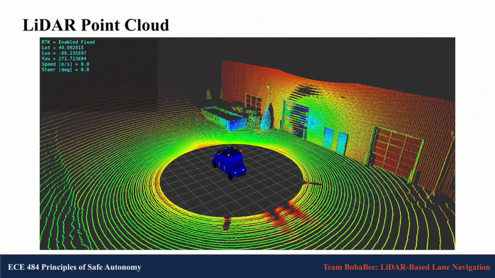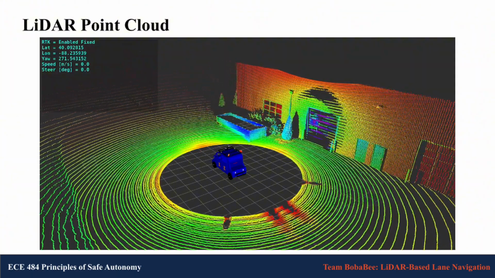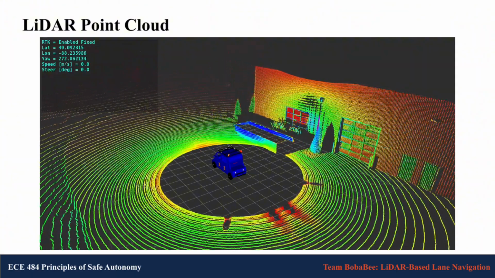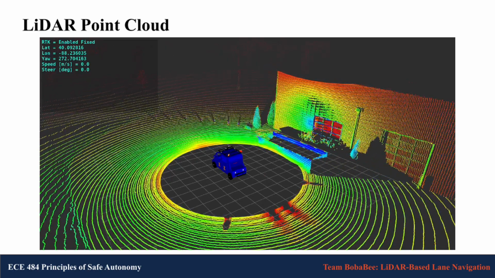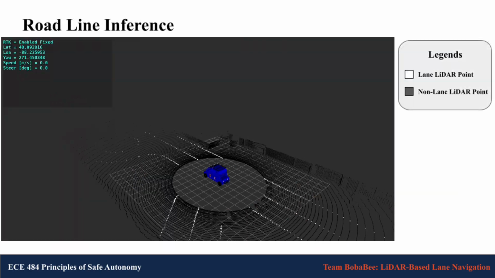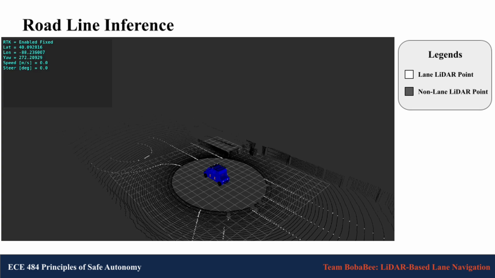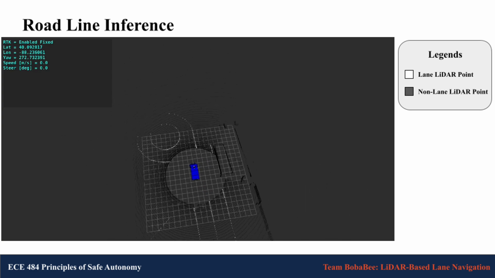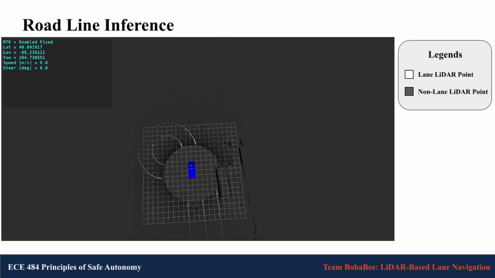This is the raw data from the Ouster LiDAR with signal attribute. What we are trying to do is to extract the lane line information from the point cloud. This is our road line inference result after passing in the raw LiDAR point cloud into the transformer. As you can see, our model is able to segment the lane line precisely.